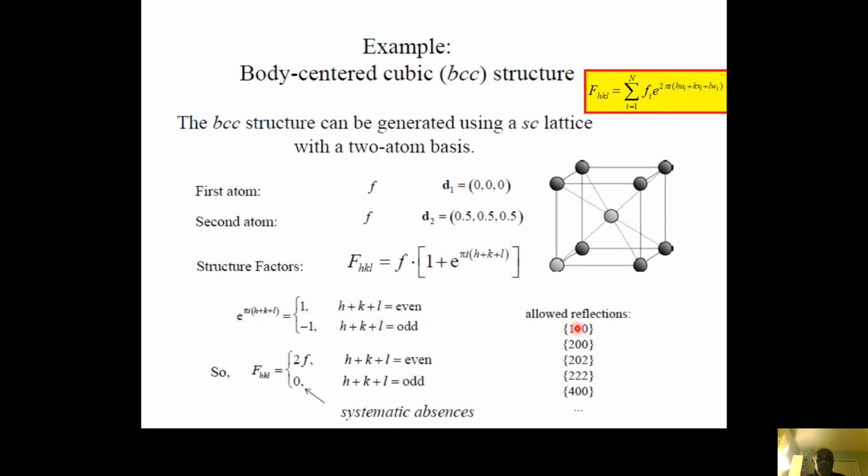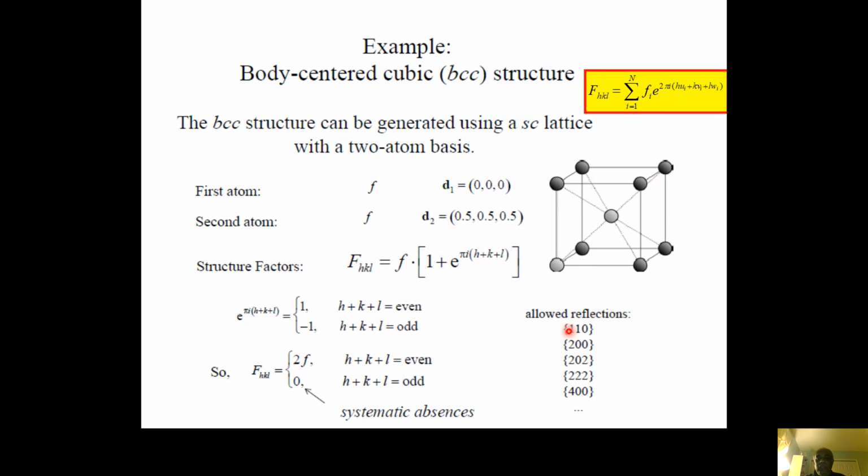So here, if you get this reflection, this is the family of planes, right? Typically we use a simple bracket to represent a plane, and this curly bracket represents a family of planes. Like 1, 1, 0 or 0, 1, 1 or 1, 0, 1, any of those in that family.